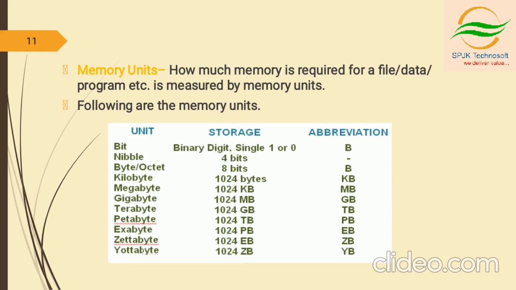Memory units. How much memory is required for a particular file, data or program is measured by the memory unit. For example, we can measure weight in kilograms. Like that, the memory units are bit, nibble, byte or octet, kilobyte, megabyte, gigabyte, terabyte, petabyte, exabyte, zettabyte, yottabyte.